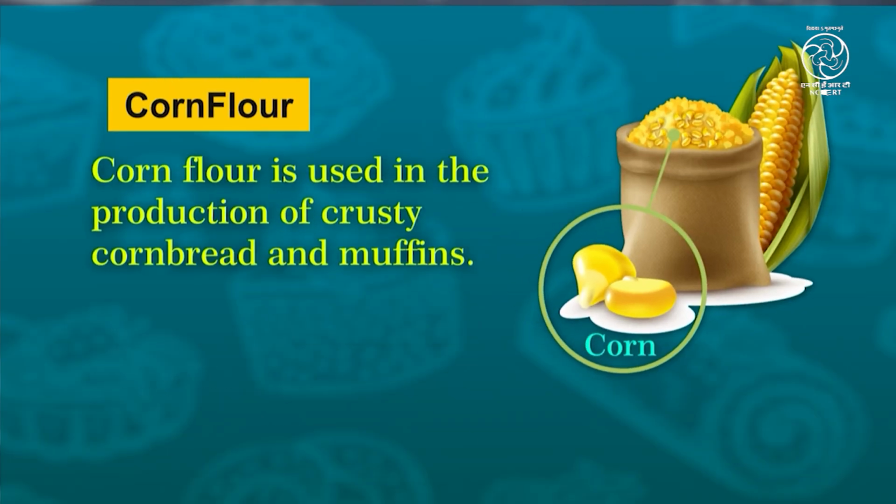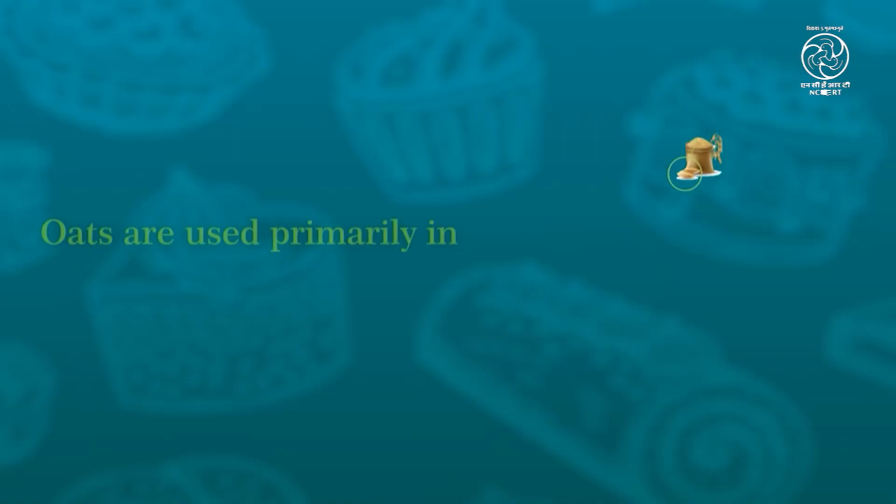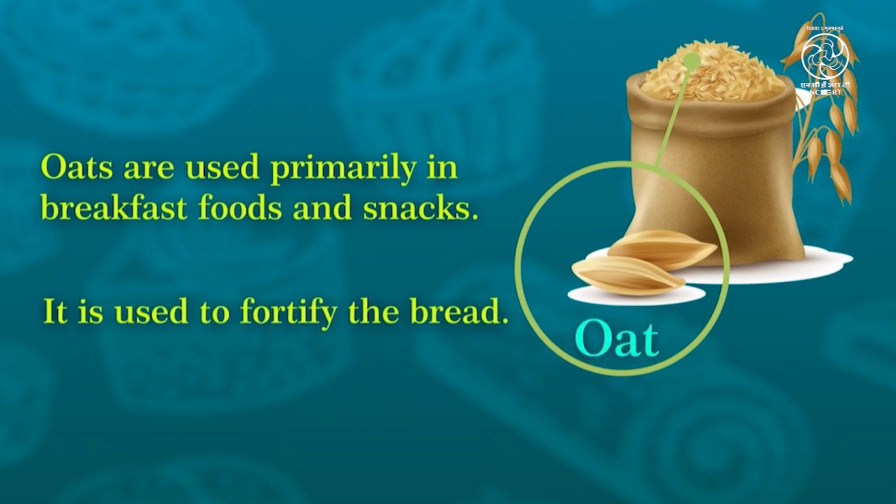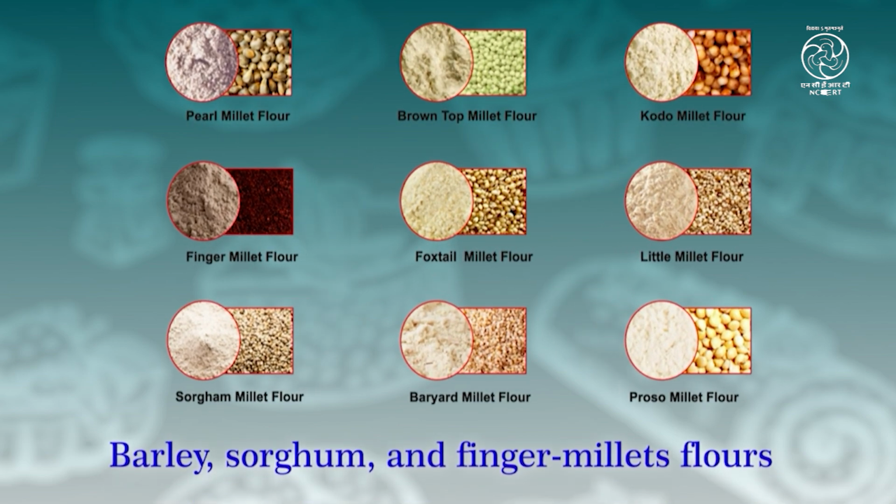Corn flour. Students, corn flour is used in the production of crusty corn bread and muffins. Corn has no gluten, but it gives a distinctive flavor and a pleasant yellow color that is desirable in many products. Oat flour. Oats are used primarily in breakfast foods and snacks. It is used to fortify the bread. Millet flour. Barley, sorghum and finger millet flour come in this category and are popular in India and Central America.